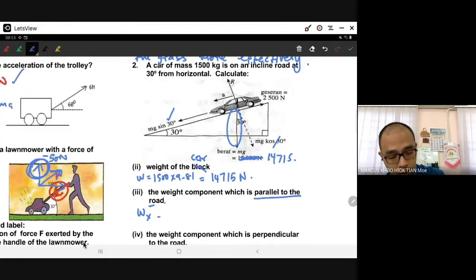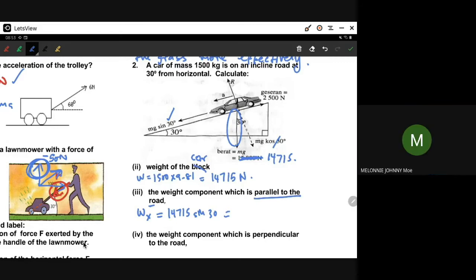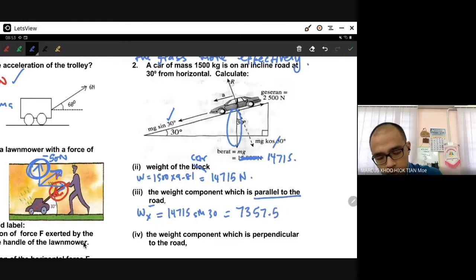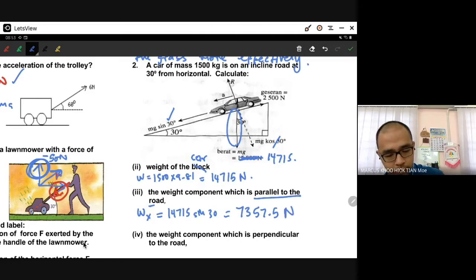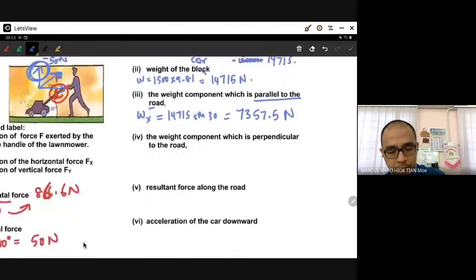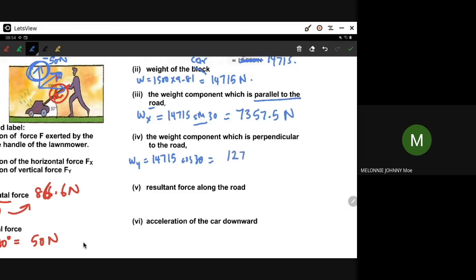So this will be 14715 sine 30, which will give us 7357.5. Unit? Newton. Very good. Now the weight component that is perpendicular to the road. If parallel is sine 30, perpendicular will be cos 30. 14715 cos 30, which will be 12743.56 newtons. Very good.